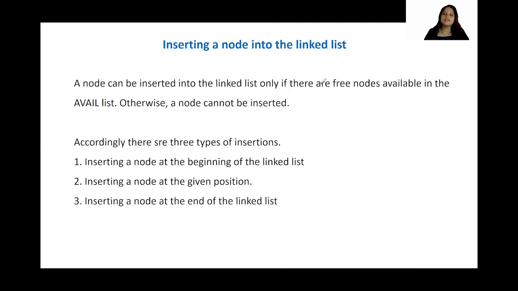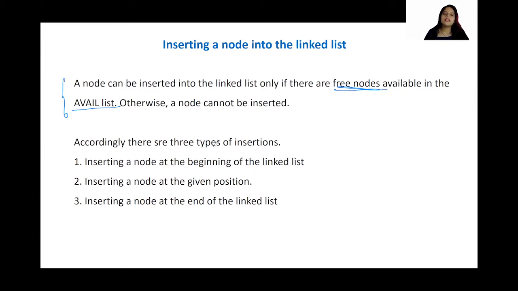Now, we have seen traversing already. Now, how do we insert a node into a linked list? We have seen creating, we have seen traversing. Now, if I want to insert a node, how do I do that? A node can be inserted into a linked list only if there are free nodes available in the avail list. We know why, isn't it? Otherwise, a node cannot be inserted. So this is very, very important.